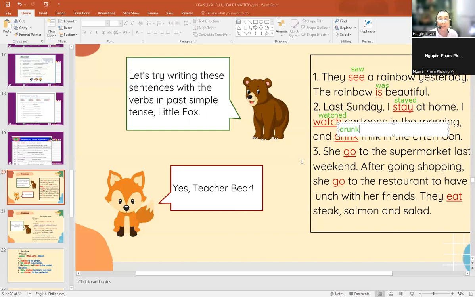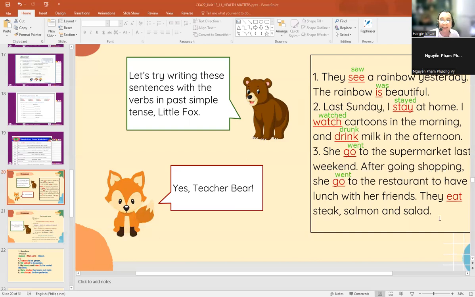Okay. Next. She go to the supermarket last weekend. After going shopping last weekend. So what's the past tense of go? It's an irregular verb. So what's the past tense of go? Went. Very good. It's went. And after going shopping, she went to the restaurant to have lunch with her friends. So go again, went.